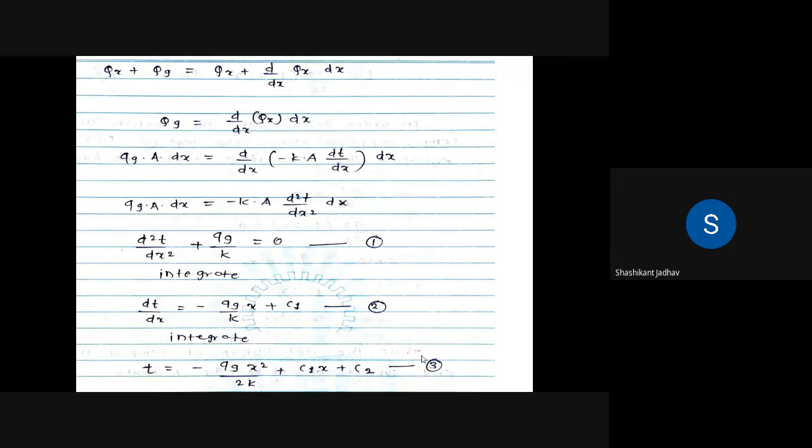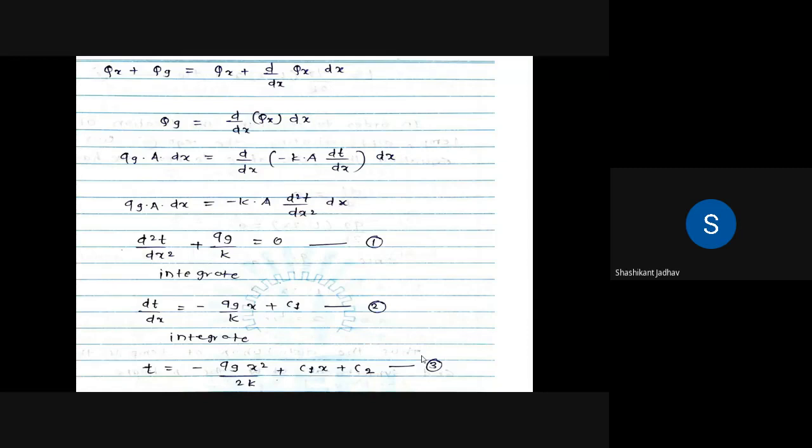Okay, then integrate this equation. By integrating this equation we get the value of dt by dx. Integrate, so dt by dx is equal to what? Minus qg by k into x plus c1, and that is the equation number 2.